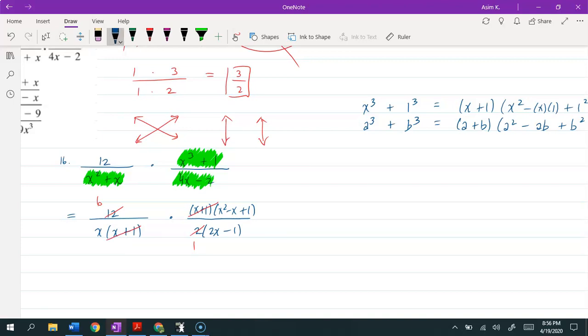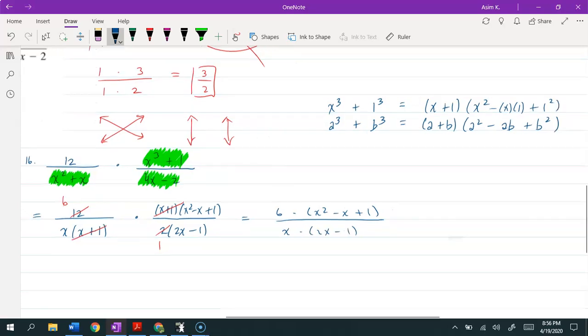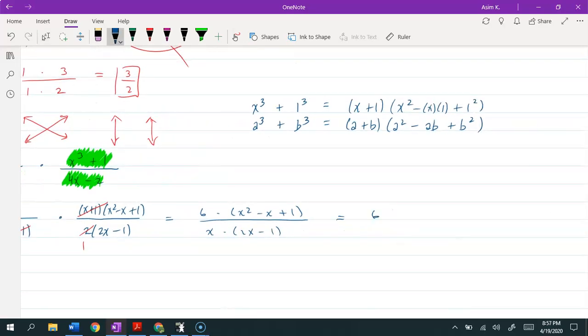And at that stage, you really don't have much left over to actually cancel. So you've got a 6 multiplied by an x squared minus x plus 1. Remember, you don't actually multiply, and you leave it in factorized form. And in the denominator, you've got an x multiplied by a 2x minus 1. And so there's not much else you can do with it. And so 6 times x squared minus x plus 1, leave it like that. And then x times 2x minus 1, leave that as well, and then put a box around that.